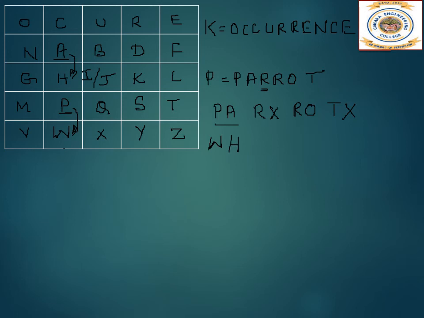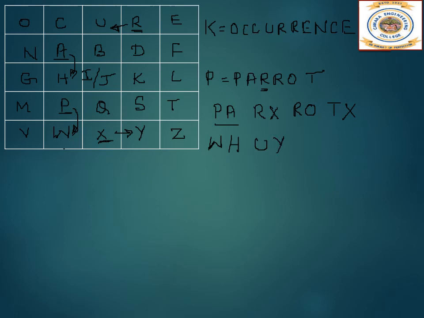Now R and X, where is R? R is over here, X is over here. So they are in two different columns. So for R, I have to replace with the U, and for X, I have to replace with the Y. You have to consider the letter in the same row but in the column of the other letter. So for R, I have to replace with U. For X, I have to replace with the Y.